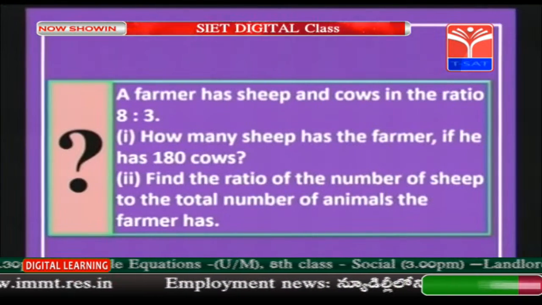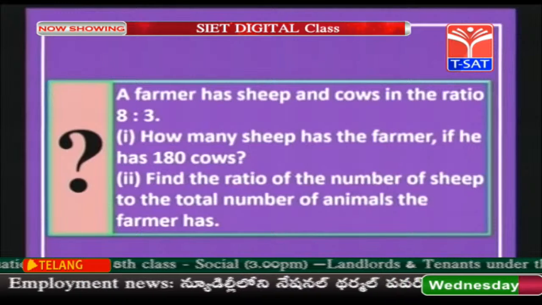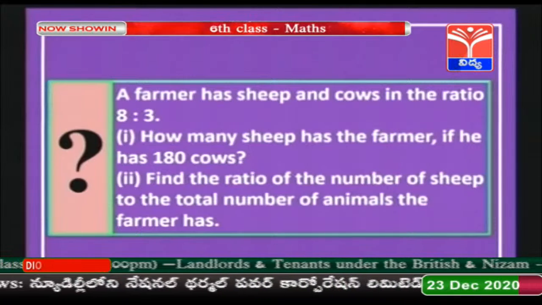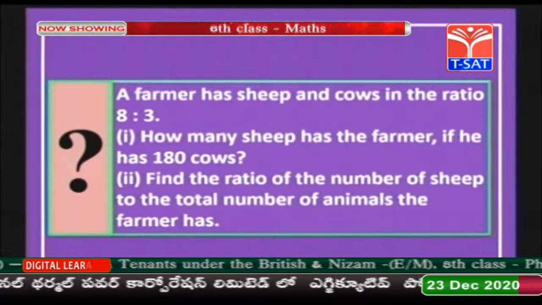Let us move on to our next problem. A farmer has sheep and cows in the ratio 8 is to 3. How many sheep has the farmer if he has 180 cows?